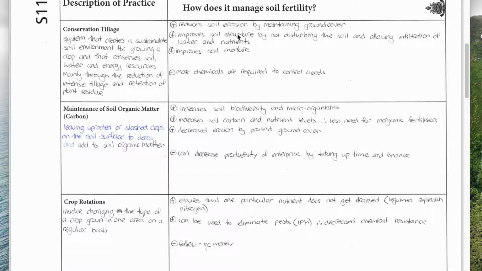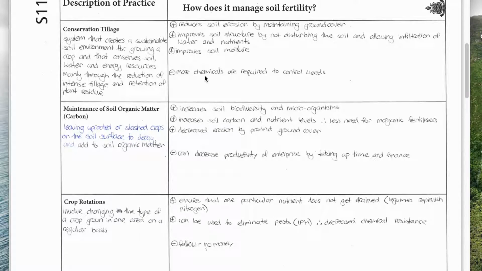It also helps improve the soil structure by not disturbing the soil and allowing infiltration of water and nutrients. And remember, soil fertility is related to both nutrients and structure, and it also helps improve soil moisture, because there's something on the surface which helps maintain water in the soil and stop it from drying out as quickly.